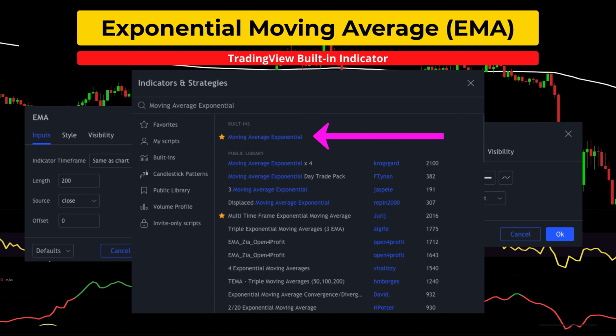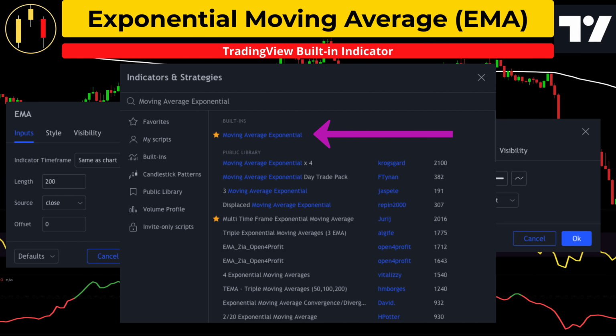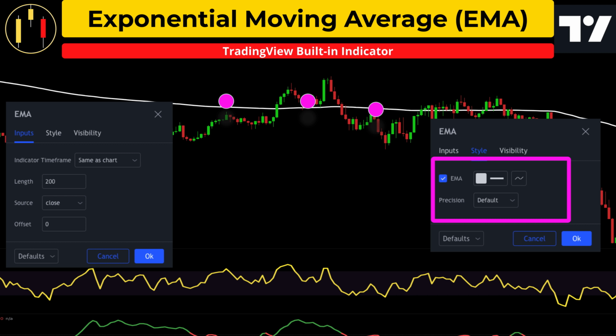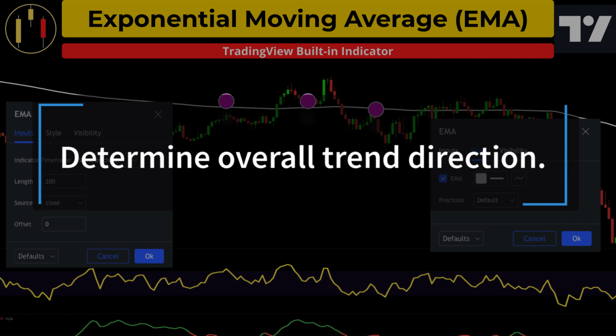The first indicator is the standard exponential moving average. I am going to set the length to 200 and color it in white. The 200 EMA will be used to determine the overall trend direction.